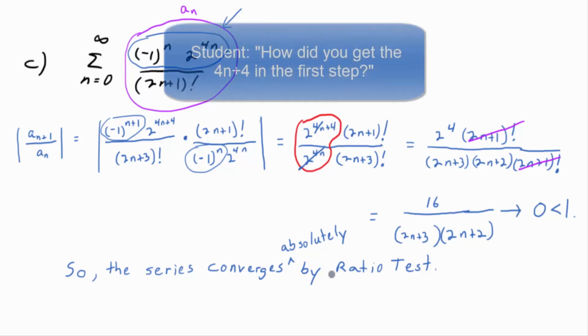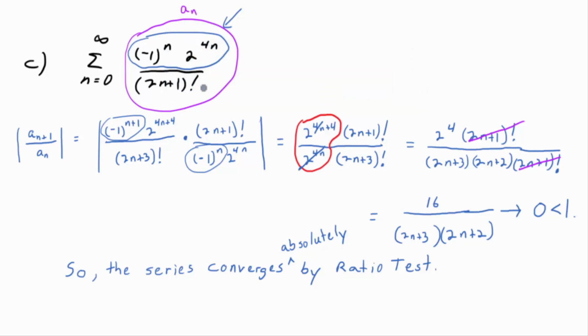Okay. Hi. How did you get the 4 plus 4 in the first step? So over here, remember what we're doing. We're plugging in for a sub n to calculate this guy. This is just an alternate to function notation. This is like saying f of n plus 1 in function notation, which means wherever you see an n, you plug in n plus 1. But you have to distribute that 4 to that n plus 1, and so you get 4n plus 4.